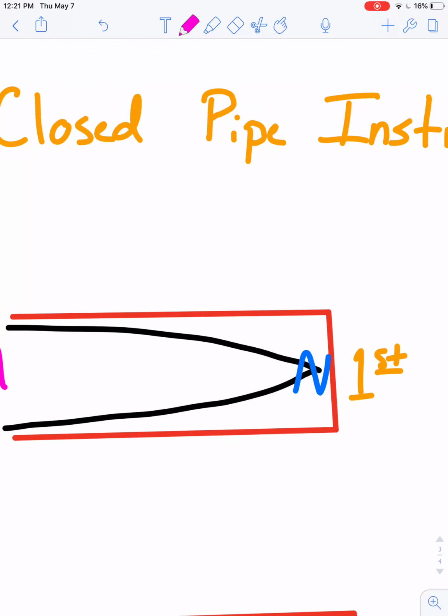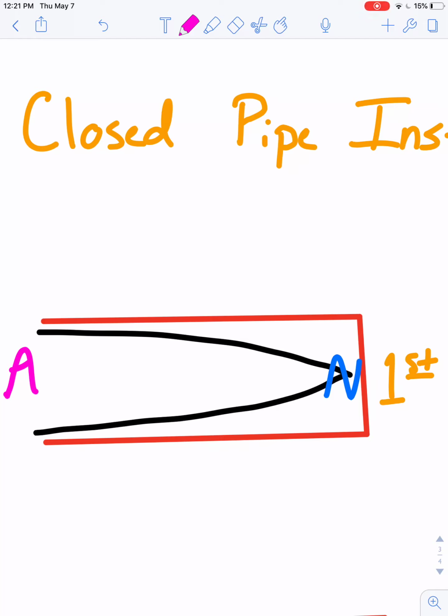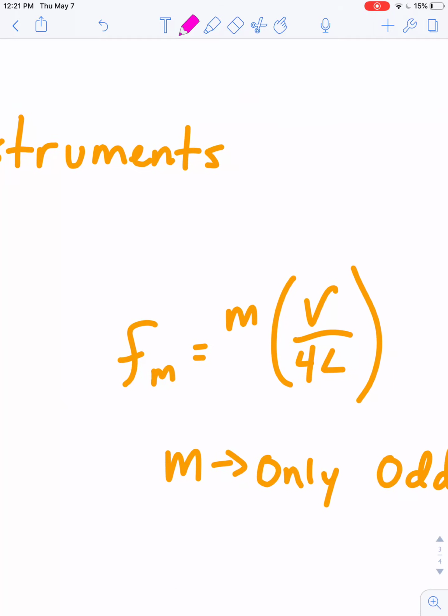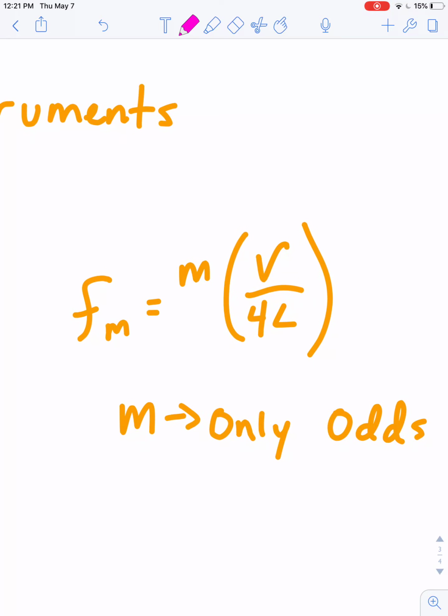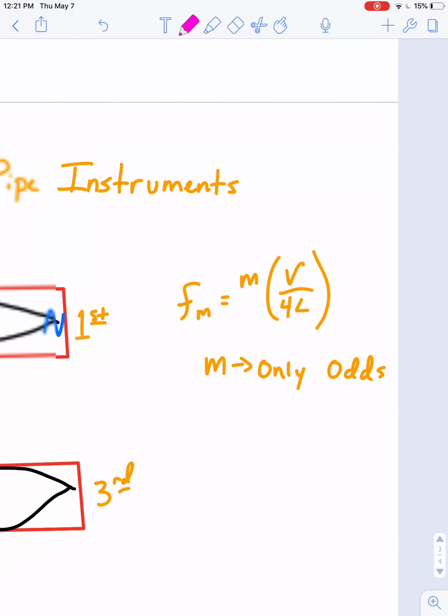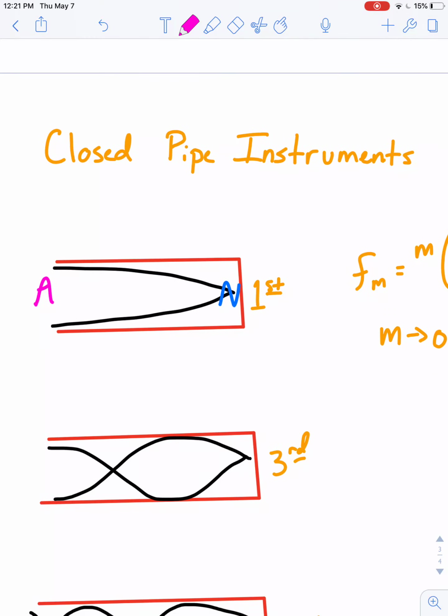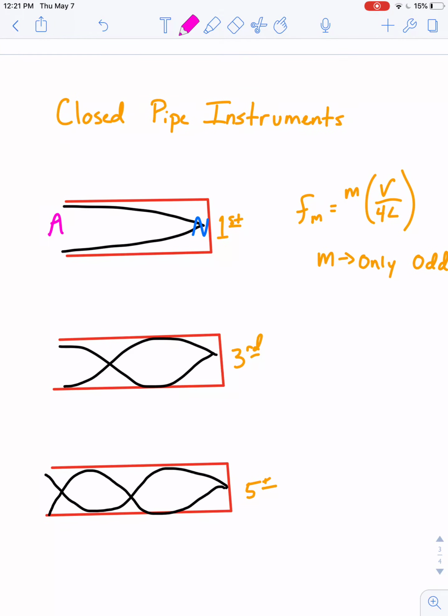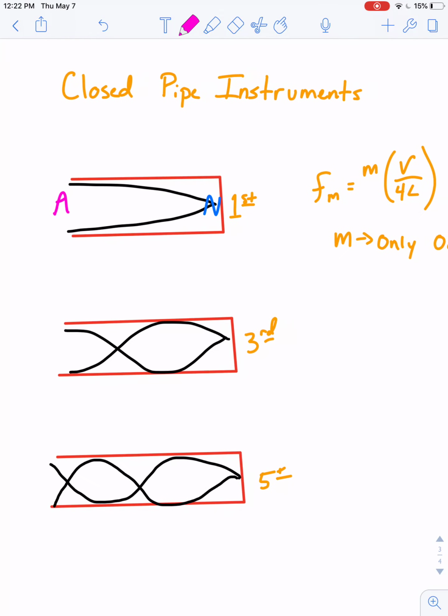Because if we look at the first one, our first standing wave is 1/4 of a wavelength. That's only 1/4 of a wavelength, so that's where we get divided by 4 times the length. Now, for the M for closed pipe instruments, harmonics only come in odd numbers. That's why if you look here, we have the first harmonic for a closed pipe, the third harmonic for a closed pipe, and the fifth.